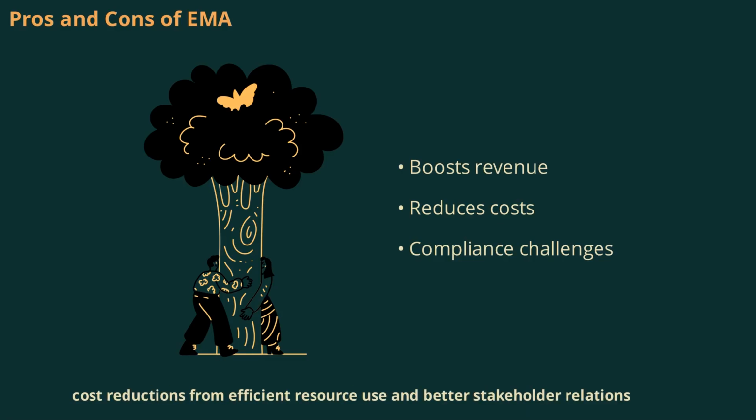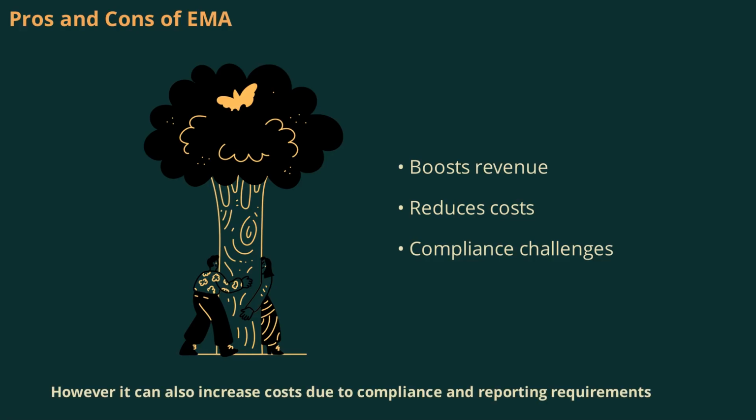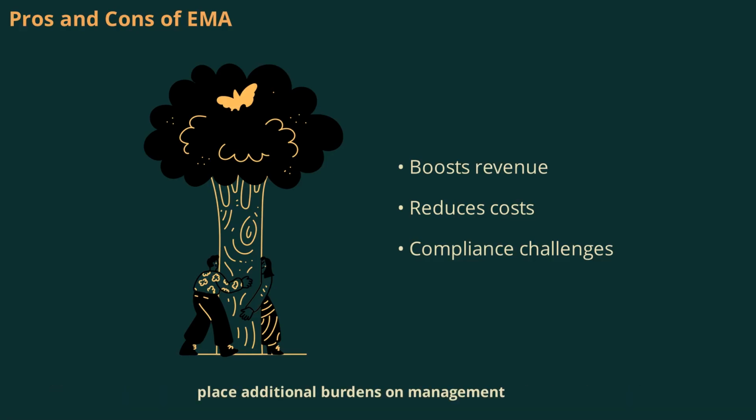EMA offers significant benefits, including improved revenue through enhanced brand image, cost reduction from efficient resource use, and better stakeholder relations. However, it can also increase costs due to compliance and reporting requirements, place additional burdens on management, and result in significant costs if environmental management fails. Balancing these factors is essential for successful EMA implementation.